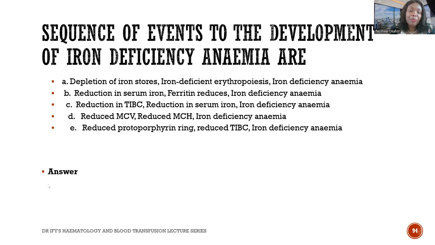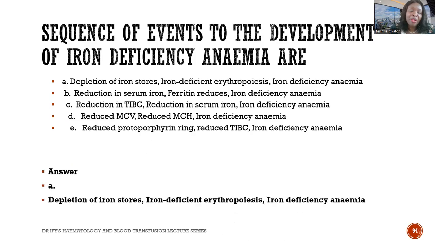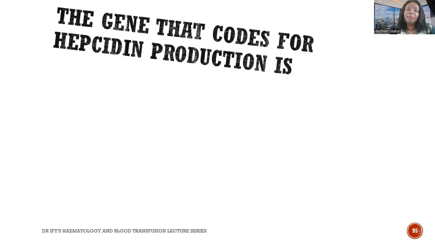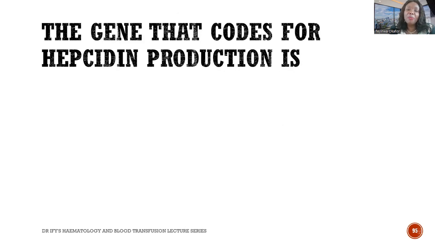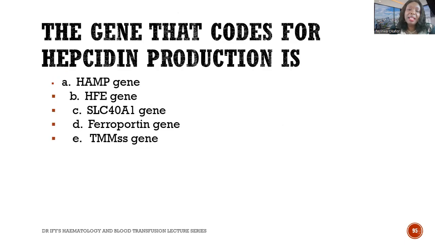Answer: A, depletion of iron stores, iron deficient erythropoiesis, and iron deficiency anemia. These are the sequence of events to development of frank iron deficiency anemia. First, there must be depletion of iron stores, and then there must be iron deficient erythropoiesis, and then frank development of iron deficiency anemia.